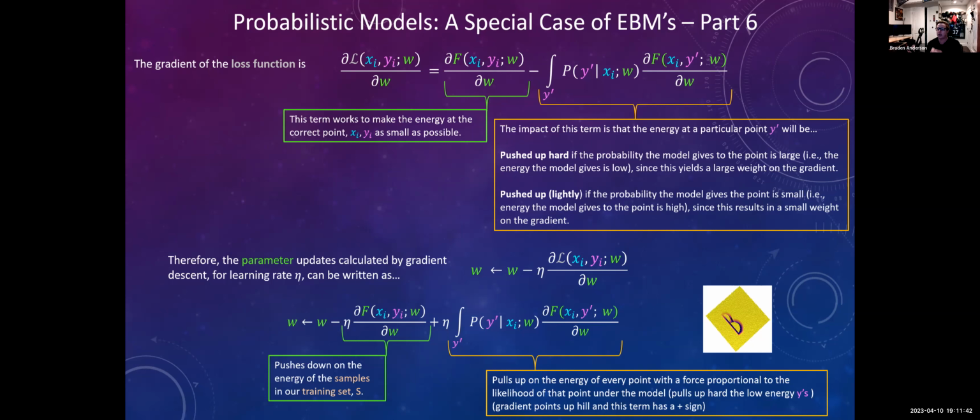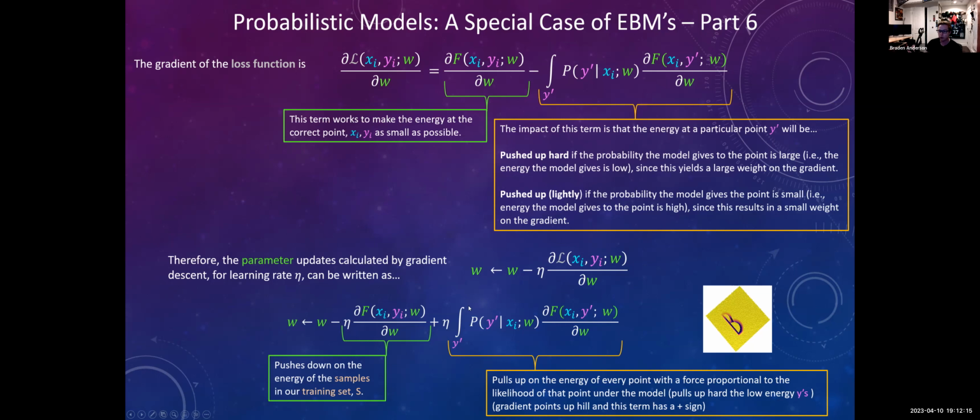I mean, that's how we want our energy surface to be shaped. But what's the second term doing? Well, we see that there's a plus, so we're going in the direction of the gradient. So things are being pushed up by this term. And what's being pushed up? Well, we're integrating over all of the answers. So everything is being pushed up by this term, including the correct answer. So it's important to pause and keep that in mind too. Even the right answer is being pushed up by this term. It's just not being pushed up as hard as it's being pulled down by the first term, right?